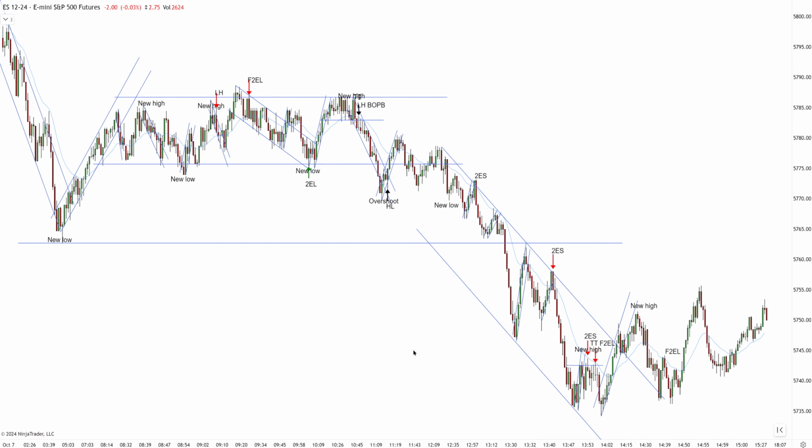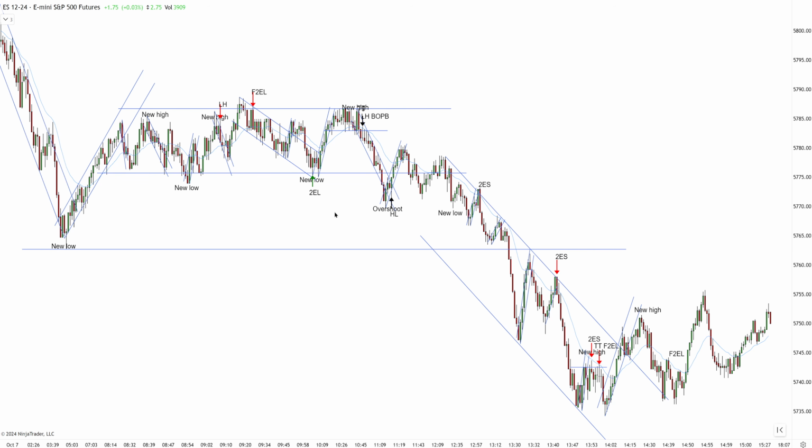So yeah, overall structure, I have a good trading day. I'm going to wrap it up, and we're going to talk to you next time. Good luck with your trading.